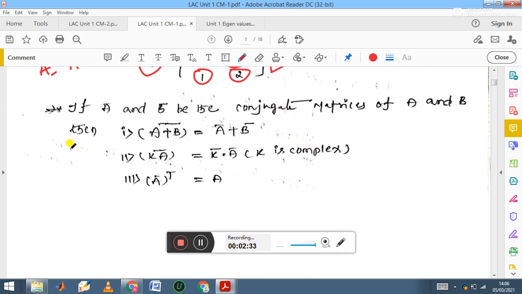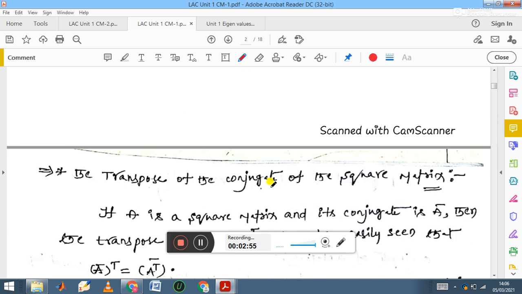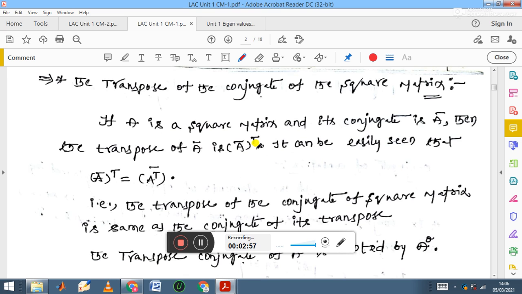Then we have a few properties of conjugate. A plus B whole bar can be written as A bar plus B bar, and kA whole bar can be written as k bar into A bar, where k is a scalar. Then A bar whole bar is equal to A. Let us go with the next definition.